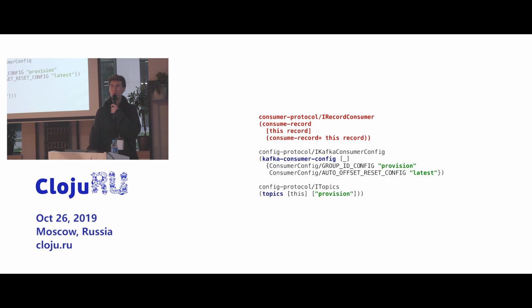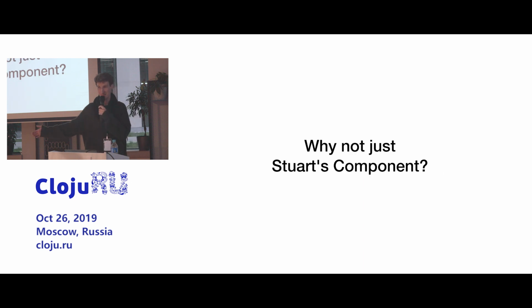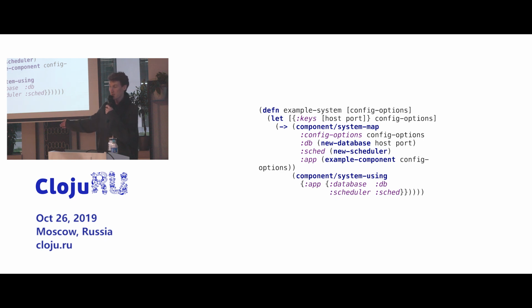So the question is, why not Stuart's component? Well, because when we define a system in Stuart's way, we have to define all the dependencies while we're defining the system. So it's not so much combining parts, building blocks, and building different blocks from these blocks. We need to go all the way down while defining the system. With the dev component approach, you can use this block you built and just put it in the system, and you can define dependencies inside this box.